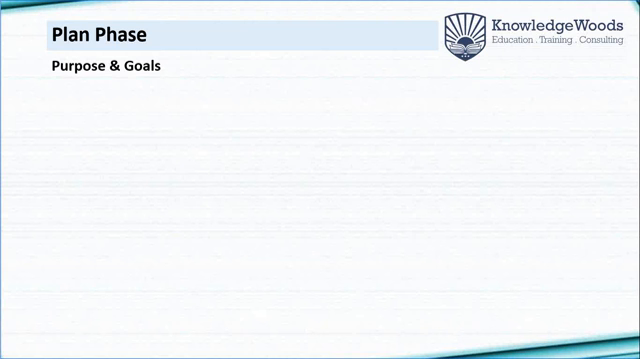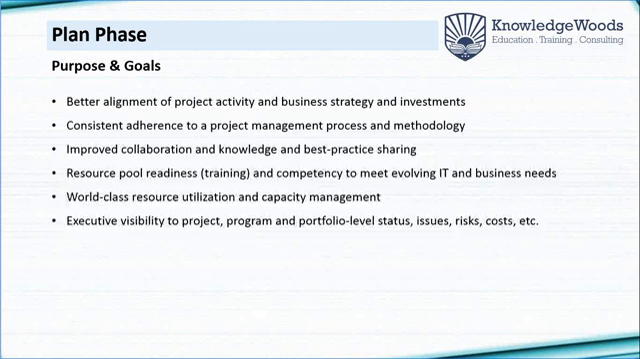Some examples of goals could be alignment of projects and project activities with business strategies and investments. There is consistency in adherence to all the project management processes and methodologies. There is improved collaboration and knowledge sharing between various cross-functional departments. And resources should be up and ready to face the various project management challenges, the growing and complex demands of projects.